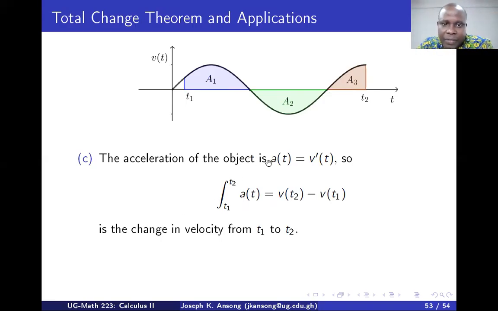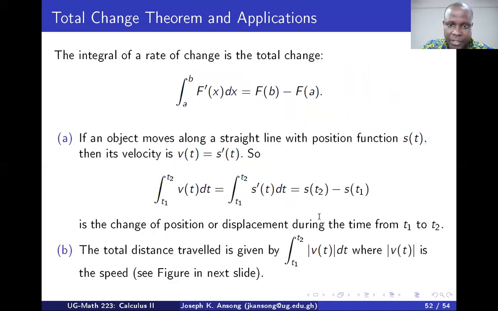Now the acceleration of the object, a, is the derivative of the velocity. So if I integrate the acceleration, I can plug in v prime here. And if I integrate v prime, I get v at t2 minus v at t1, which is the change in velocity from t1 to t2. So if you integrate the acceleration, you get the change in velocity of the object from time t1 to time t2. Integrate acceleration, you get the change in velocity. Integrate velocity, you get the change in position. That's basically the lesson here.